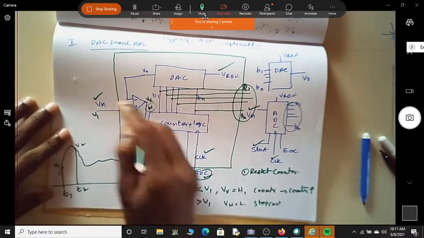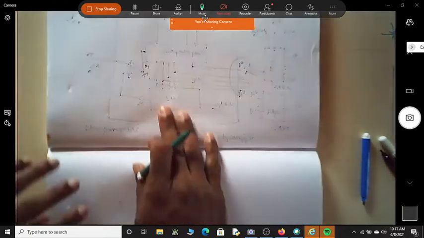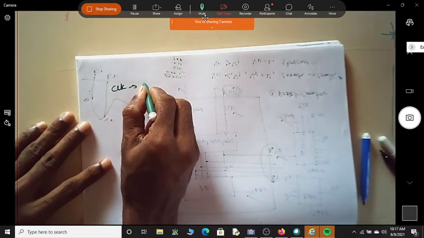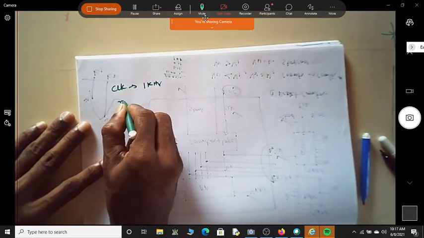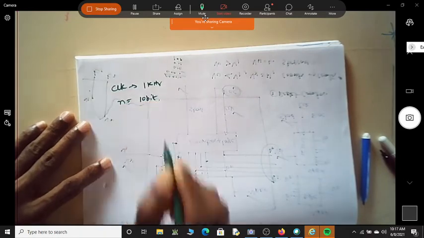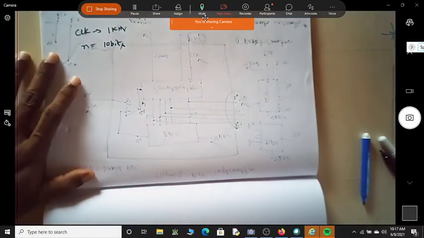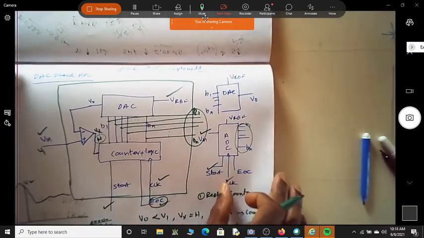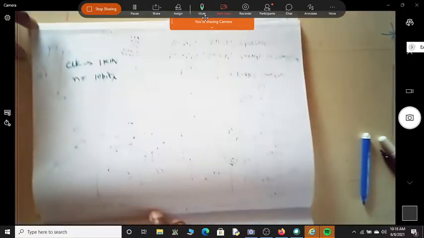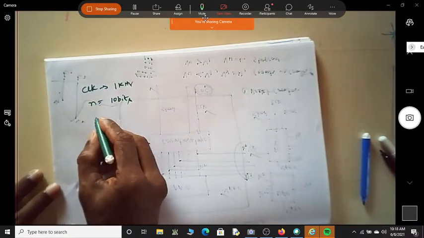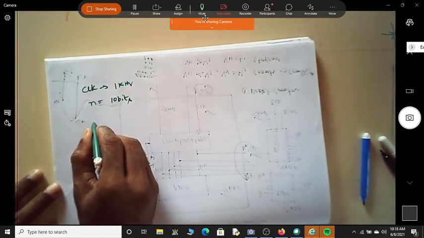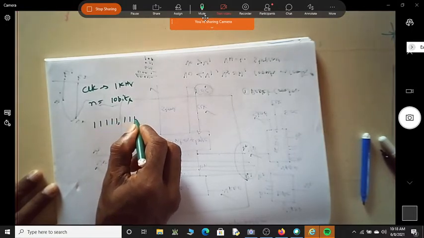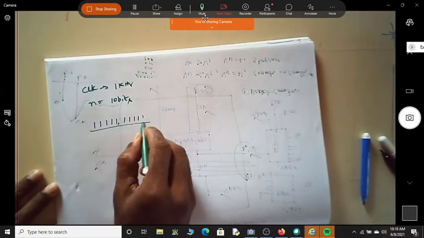Assume that the clock has a frequency of 1 kilohertz, and n is equal to 10 bits. Now can you see here? Suppose with a frequency of 1 kilohertz and n equal to 10 bits, what is the time taken for getting all the bits as 111? How much is the time that is taken to get all the bits as 111?